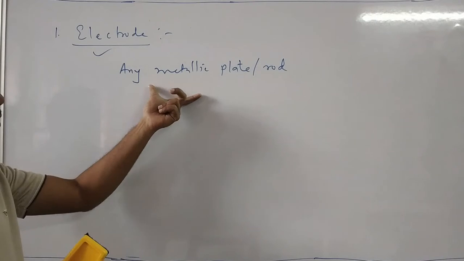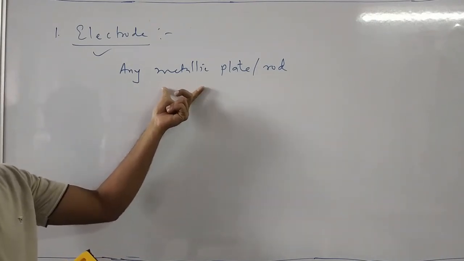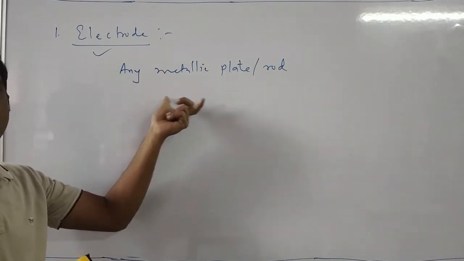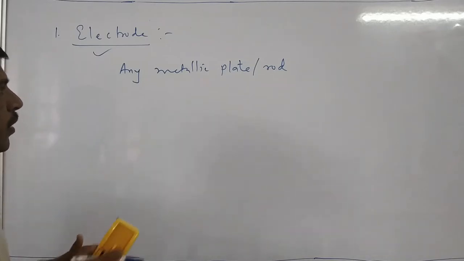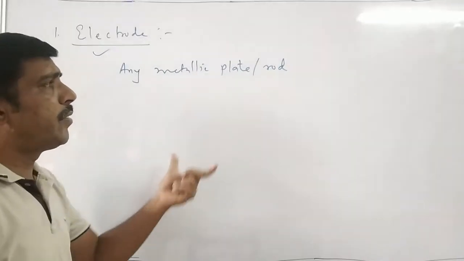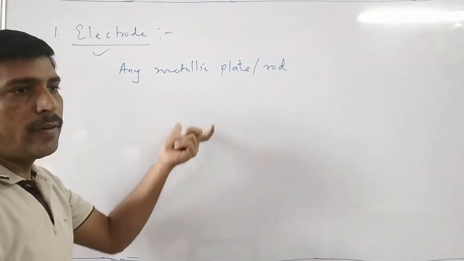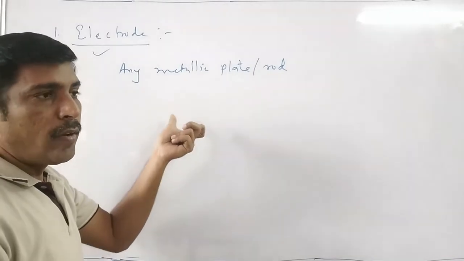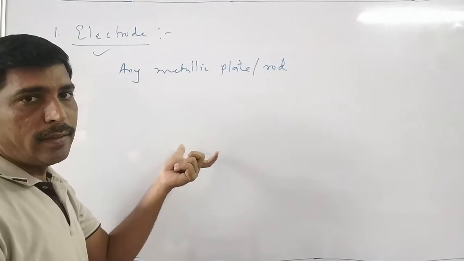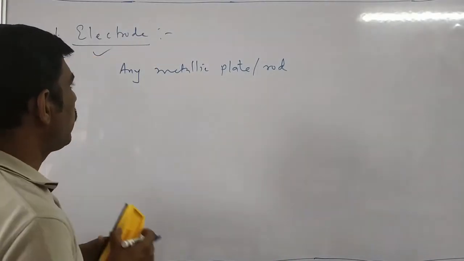Okay, so I use the word metallic here. Sometimes we also use carbon or graphite electrodes, because carbon is a non-metal, but graphite is a form of carbon which is a good conductor of electricity. But generally we use a metallic plate, or any material in the form of a plate or rod which is able to pass the electric current if it is connected with the conducting solution or ionic material in liquid form. So that material is called an electrode.